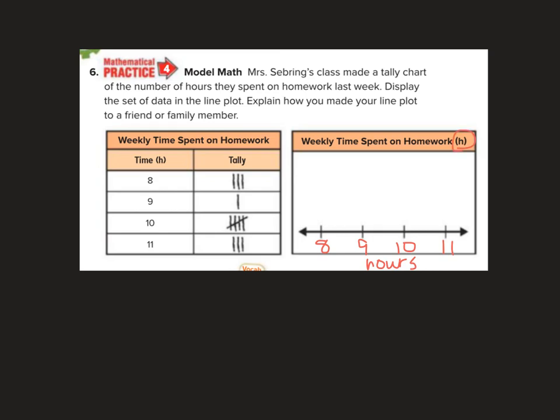So for 8, I should have 3 x's. For 9, I should have 1 x. 10, I should have 5 x's. And 11, I should have 3 x's. Okay, so there it is. There is my tally chart, my line plot.